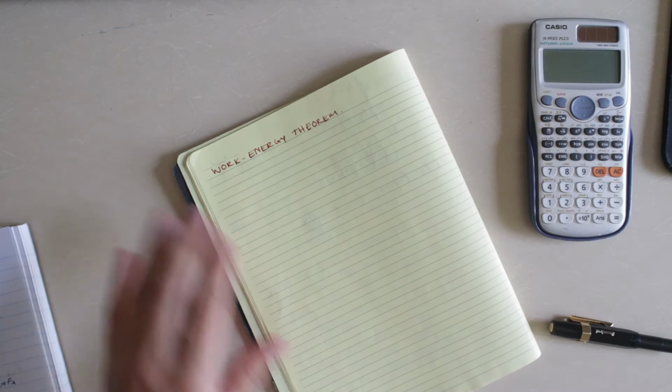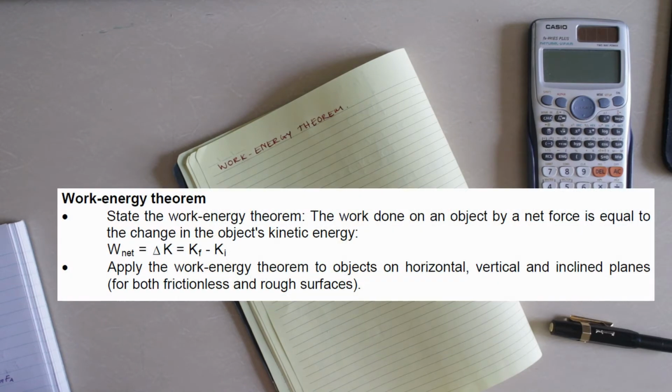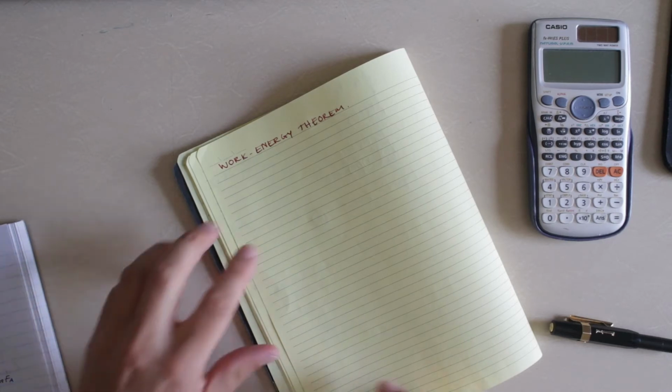Now before we go any further, again we have a look at our exam guidelines. The first thing is that we need to be able to state the work-energy theorem. That's the definition there. We're going to have a look at that in a moment, and then also be able to apply the work-energy theorem to objects on horizontal, vertical and inclined planes for both frictionless and rough surfaces. But let's get back to our work-energy theorem.